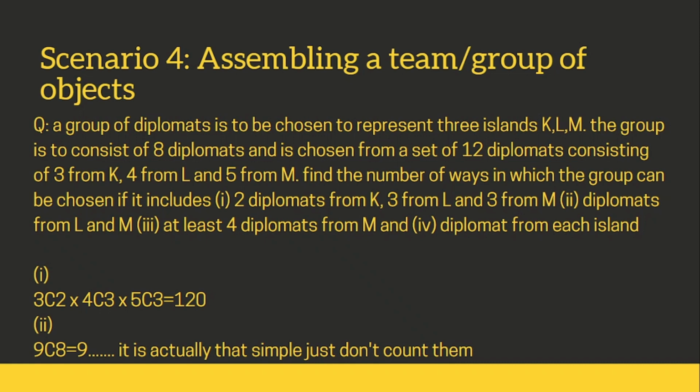You get 120. Then the diplomats are from L and M. So in this case, if it's from L and M, you can exclude the 3 K people. So 12 diplomats minus the 3 K, you just have 9, and then you choose 8. So it's just 9 choose 8 equals 9. So simply you just don't include them in your calculation.